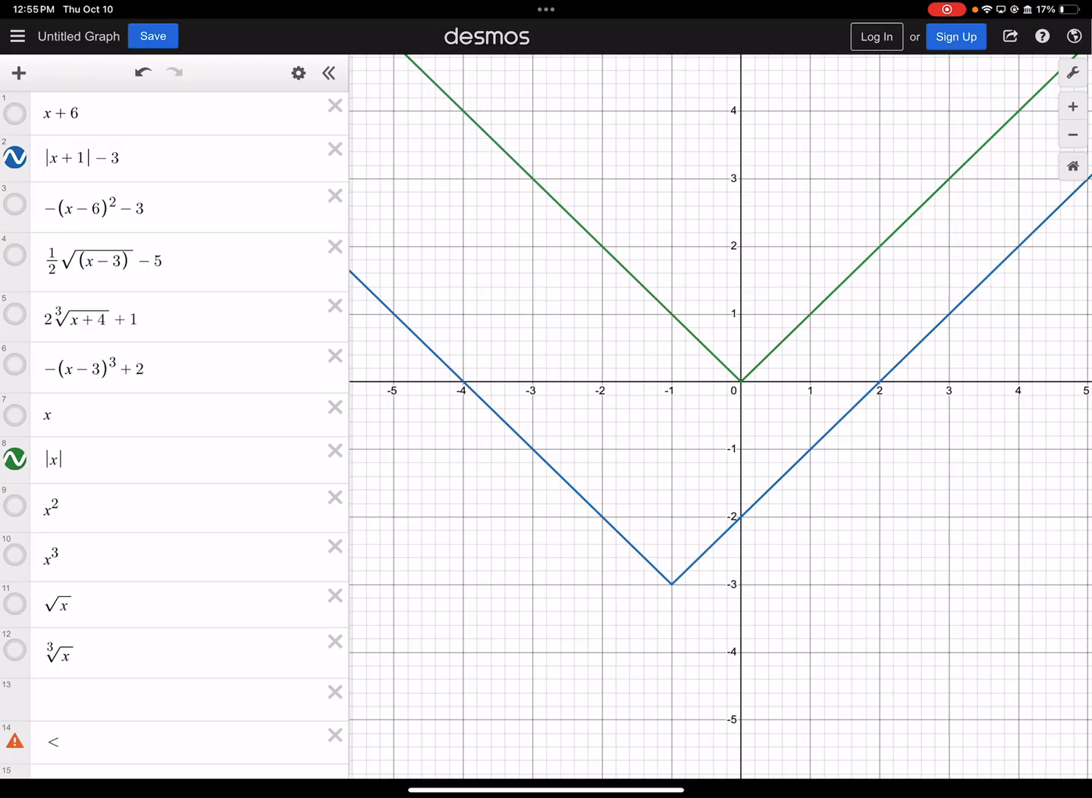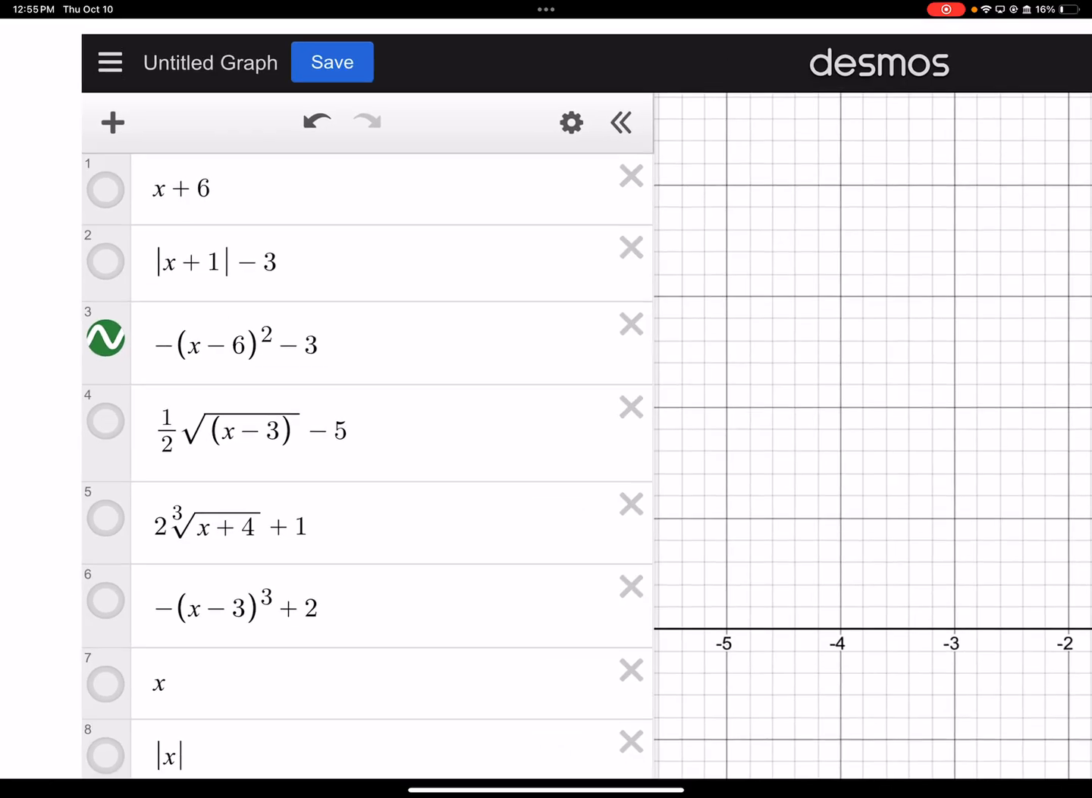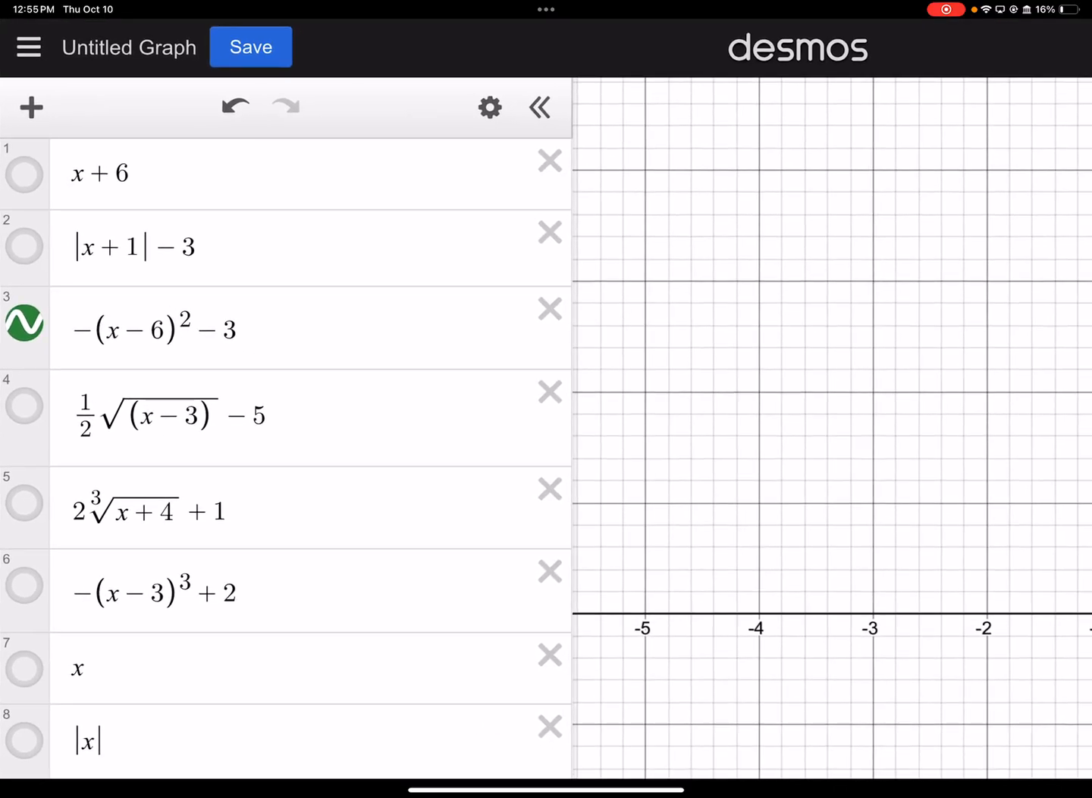Okay, let's look at the next one. So here's the next one. F of x is equal to negative, parentheses, x minus 6 squared, minus 3.